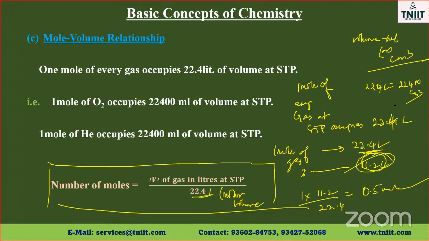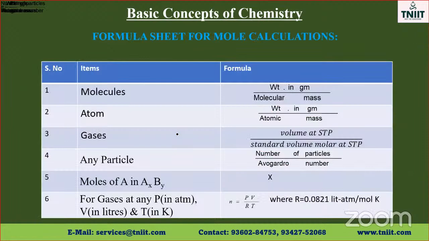Because we know that 1 liter is 1,000 centimeter cube, you can take this as 22,400 ml or centimeter cube. You should remember a lot of formulas we are learning. Please look at this, and then we'll continue.